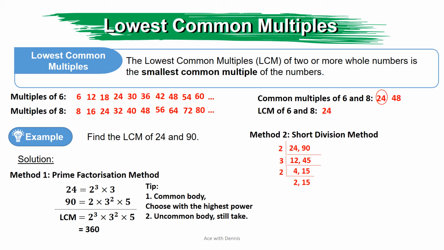For 4, we can divide by 2, we get 2. 15 is not divisible by 2, we still copy it. 2 can be divided by 2 again, then we get 1. And again, 15 is not divisible by 2, we still copy it. Next, 15 is divisible by 3, we get 5. And 5 is divisible by 5, we get 1. Therefore, make sure that at the end, both numbers become 1. Alright, and now, the LCM of 24 and 90 is 2 cubed times 3 squared times 5, which gives us 360.